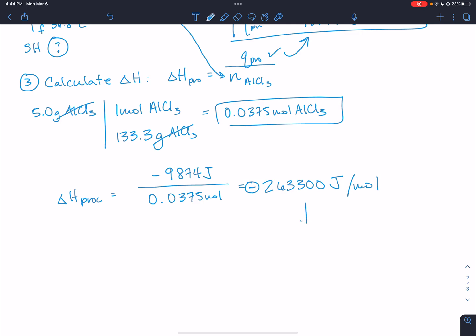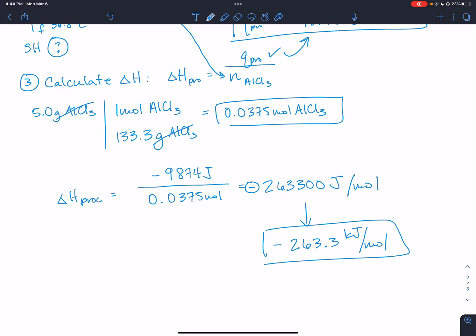Now, that seems like a big number. So usually what you'll see is people put it in kilojoules. So they'll divide this number by 1,000 and they would say negative 263.3 kilojoules per mole. So our unit is going to be this kilojoule per mole, which is also the formula, Q over n.